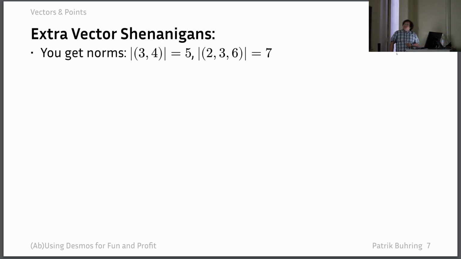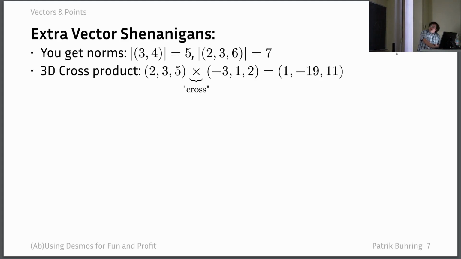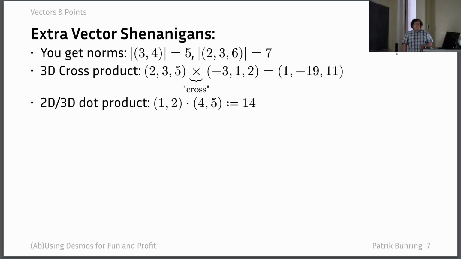So you can do a few extra things with vectors, some built-ins for vectors. You get norms actually. So 3 and 4, if you recognize that as a Pythagorean triple, you get 5. 2, 3, and 6, if you recognize that as a Pythagorean quadruple, you bunch of nerds, you get 7. You can do cross products in 3 dimensions. So if you happen to be a wizard at calculating cross products, that is the cross product of those two vectors. You also get dot products for free.